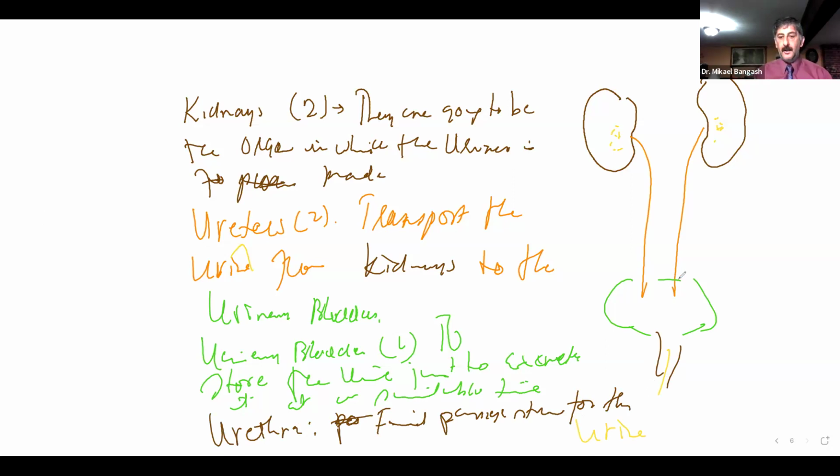So had it not been for the urinary bladder, the kidneys would continuously be producing urine. That would continuously be flowing down through the ureters. Just assume we didn't have a urinary bladder. That urine would directly go into the urethra, and we would continuously be peeing.